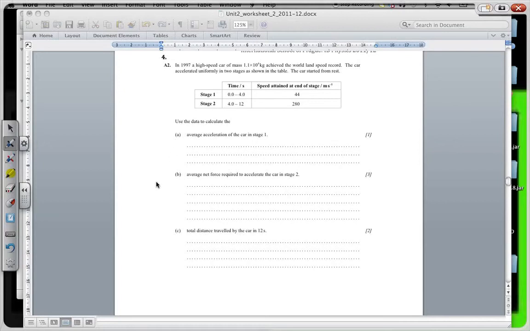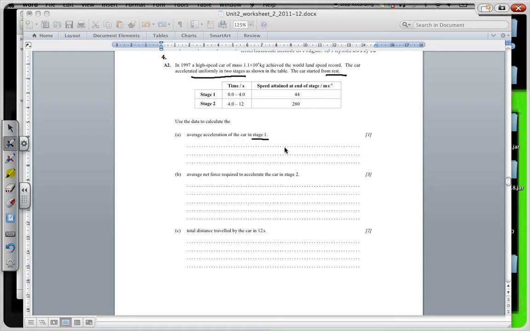Here we are looking at question 4 of the Unit 2 worksheet 2 worksheet, and the question reads: in 1997 a high-speed car of mass 1.1 times 10 to the 4 kilograms achieved the world land speed record. The car accelerated uniformly in 2 stages as shown in the table. The car started from rest. So using the data, calculate the average acceleration in stage 1.